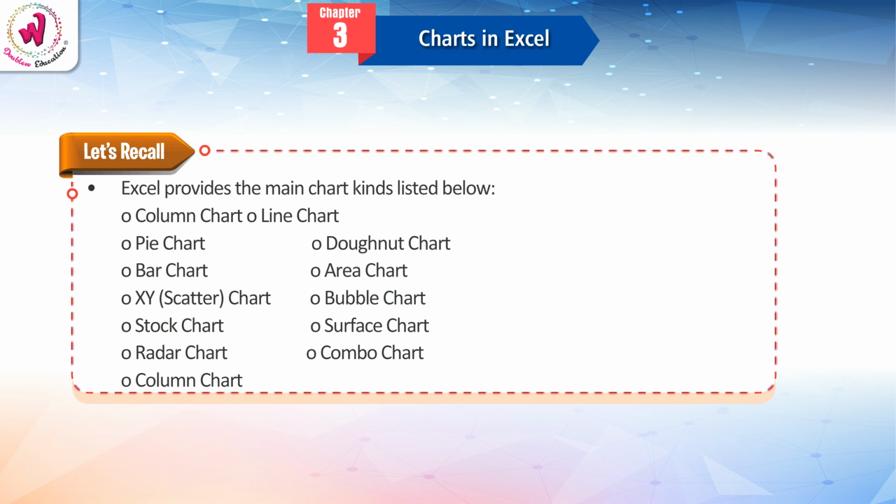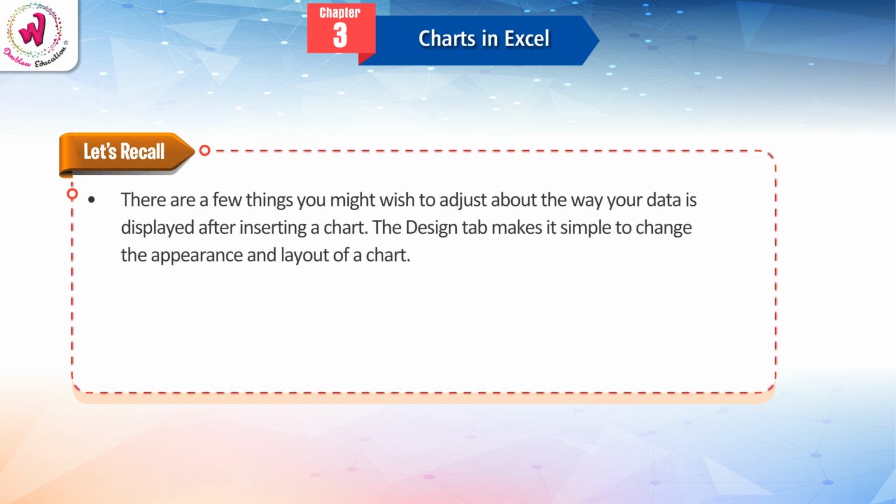Excel provides the main chart kinds listed below: column chart, pie chart, bar chart, XY scatter chart, stock chart, radar chart, line chart, donut chart, area chart, bubble chart, surface chart, combo chart. There are a few things that you might wish to adjust about the way your data is displayed after inserting a chart. The Design tab makes it simple to change the appearance and layout of a chart.